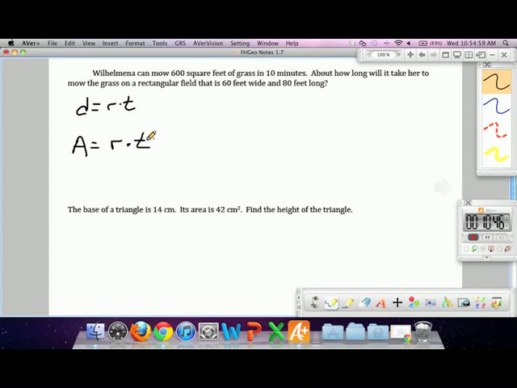So how big is this lawn that we're trying to mow? 4,800. 60 times 80 would be 4,800 square feet is the area. What's the speed at which she mows? How are we going to find the speed at which she mows?